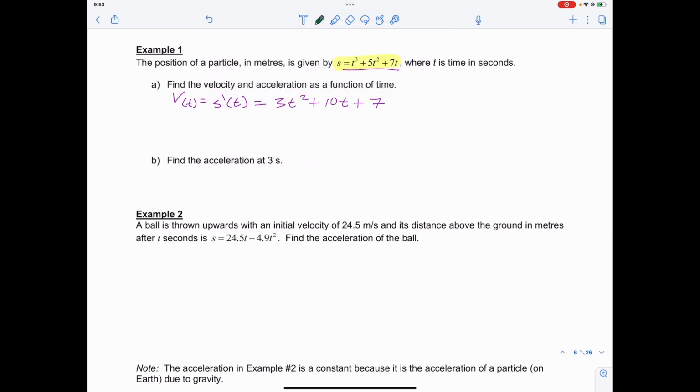If I want to do acceleration, then that is going to be the derivative of the velocity, or the second derivative of the position, which means I'm just taking the derivative of this velocity here, which is just going to give me 6t plus 10. When it says find the acceleration at 3 seconds, then the acceleration at 3 seconds is going to equal 6 times 3 plus 10, which is going to give me 28 meters per second squared.